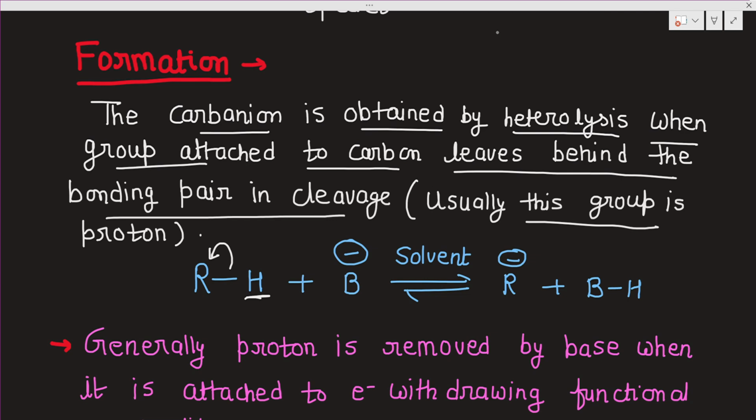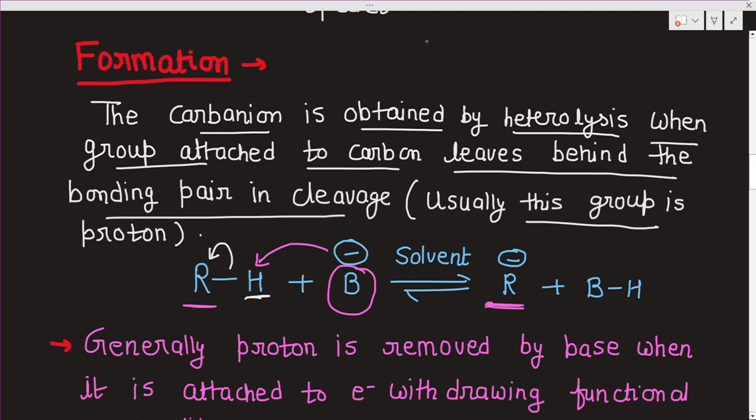Actually, this happens when you have a base. See here, this is a base. This base will attack this proton. The bond will rupture and the electron pair will go onto this R group. So we get a carbanion, and BH is formed. In this way, a carbanion is formed.